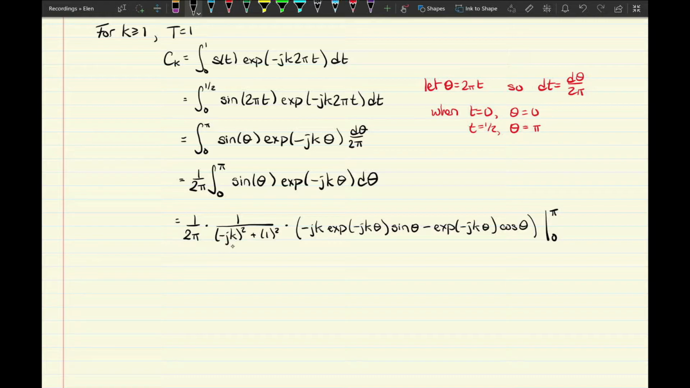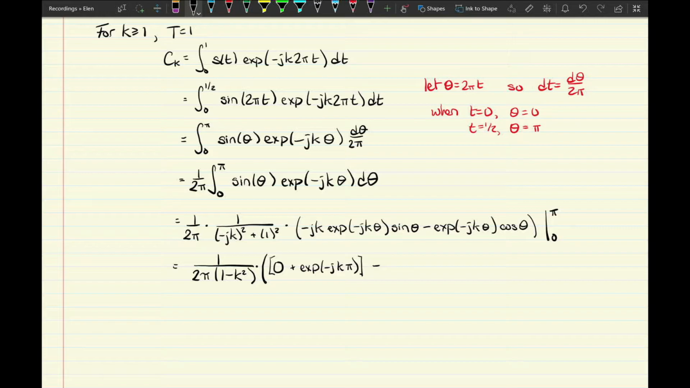So negative jk squared is going to be equal to negative k squared. So the denominator here is simply going to be 1 minus k squared times 2 pi. And now we have to evaluate theta from 0 to pi. Let's start with plugging in pi. Well, luckily, sine of pi is equal to 0, and cosine of pi is equal to negative 1. And then when we plug in theta equals 0, once again, sine of 0 is equal to 0, and this time cosine of 0 is equal to positive 1.